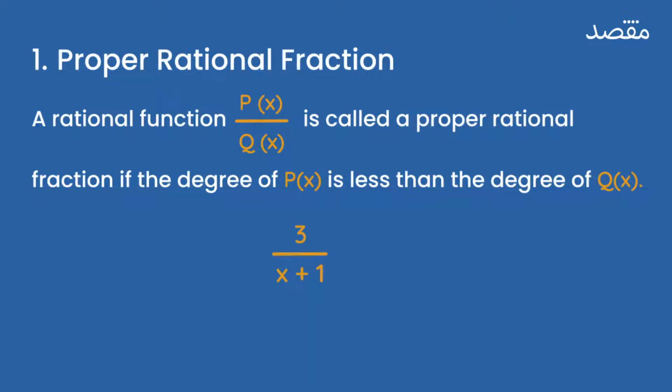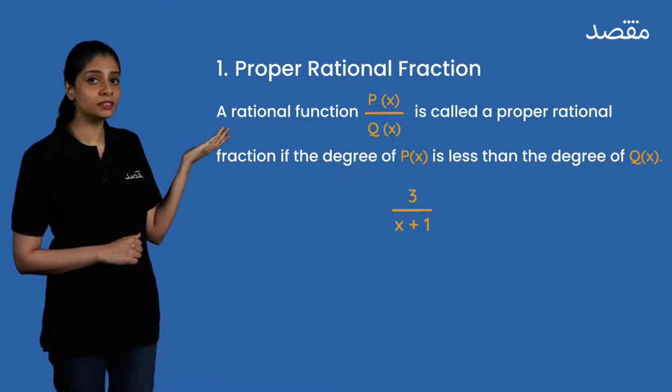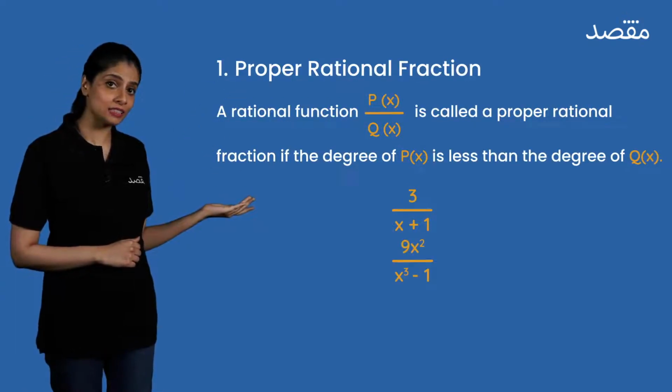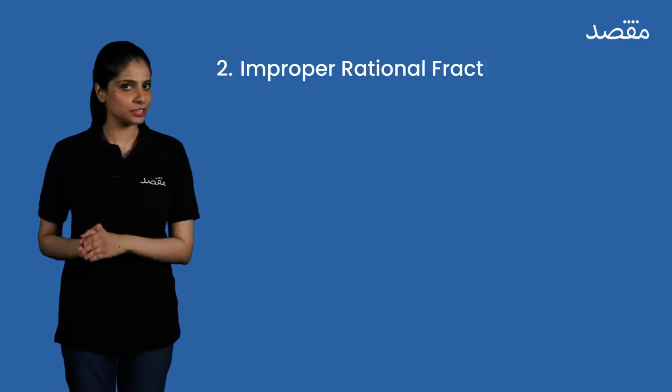इस example में हम देख सकते हैं, over here, the degree of x in the denominator is 1, while 0 in the numerator, and here the degree of x in the denominator is 3, while 2 in the numerator. And number 2, improper rational fractions.